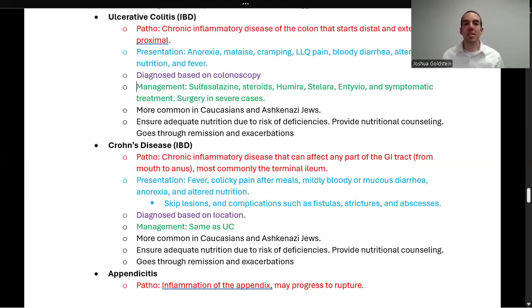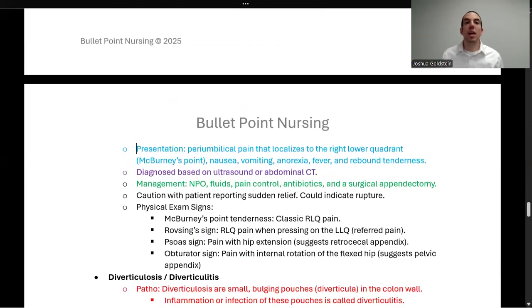Next, we have appendicitis. Appendicitis is inflammation of the appendix. And the big issue here is that it can lead to rupture. The appendix very famously is an organ that we don't fully understand today what exactly its function is within our overall body purpose, but we don't fully understand that one.